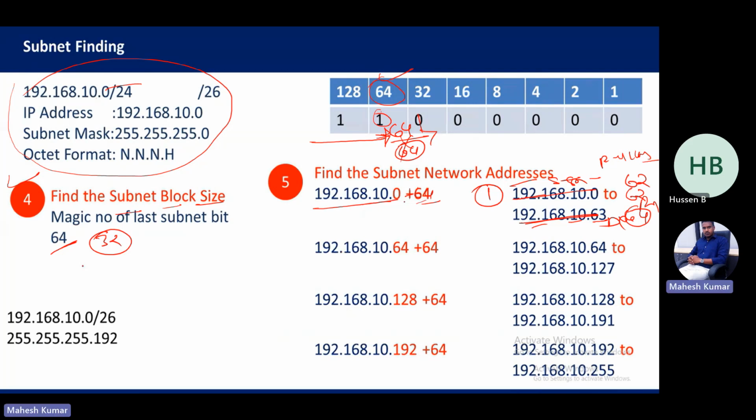192.168.10.0 is what we have by default. So for the second one we add 64, then our new network ID will be 64. The last will be 127, because if you add 64 again it will be 128, right? So before that, the last one will be 127. Like that, this is our broadcast ID and this is our network ID, so the remaining will be our valid IPs, from 65 to 126. If you calculate the second one, you'll get 62 IPs only.